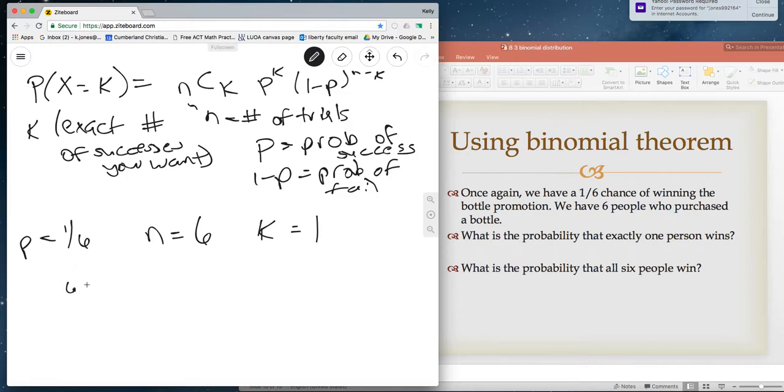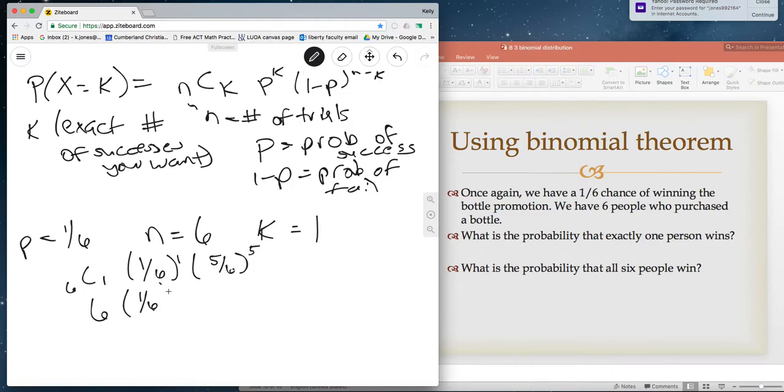So we are going to do 6C1, 1/6 to the 1 power. And then I'm going to say that 1 minus 1/6 is 5/6, because I don't feel like writing all that out, raised to the 6 minus 1 power, which is 5. All right, so I'm going to turn on my calculator, and I'm going to go to Math, PRB, and I'm going to choose nCr, and I'm going to pick 1, and I'm going to hit enter. And that's a 6.